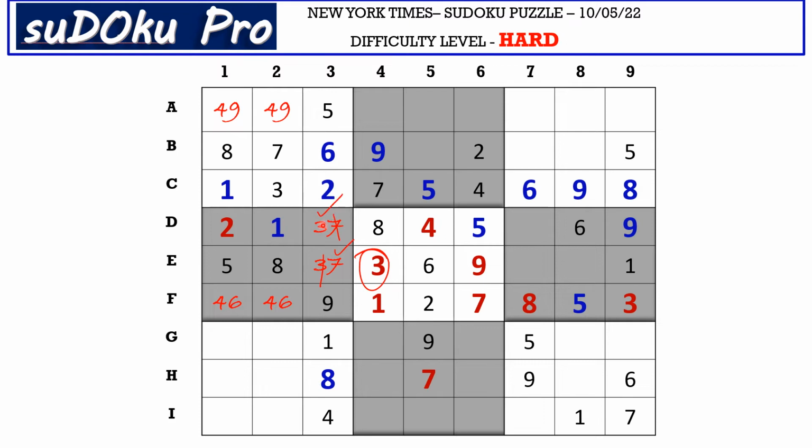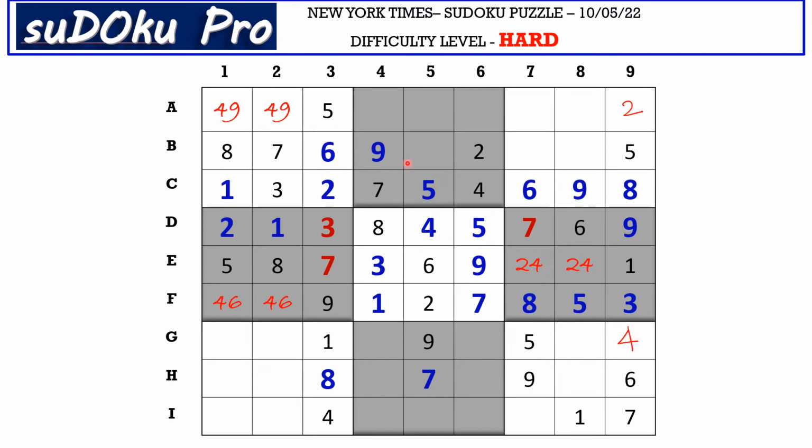Now in D row the only missing number is 7, and here in this block there are only 2 empty cells and the missing numbers are 2 and 4. Let us mark it with 2, 4 pair. In column 9 there are 2 empty cells and the missing numbers are 2 and 4. There is a 4 blocking from here, so A9 takes 2 and G9 takes 4.